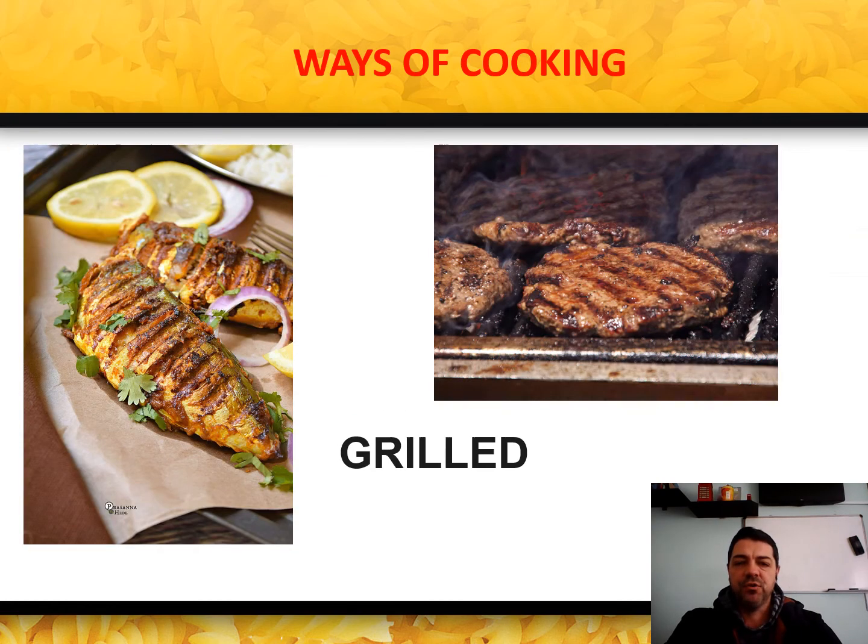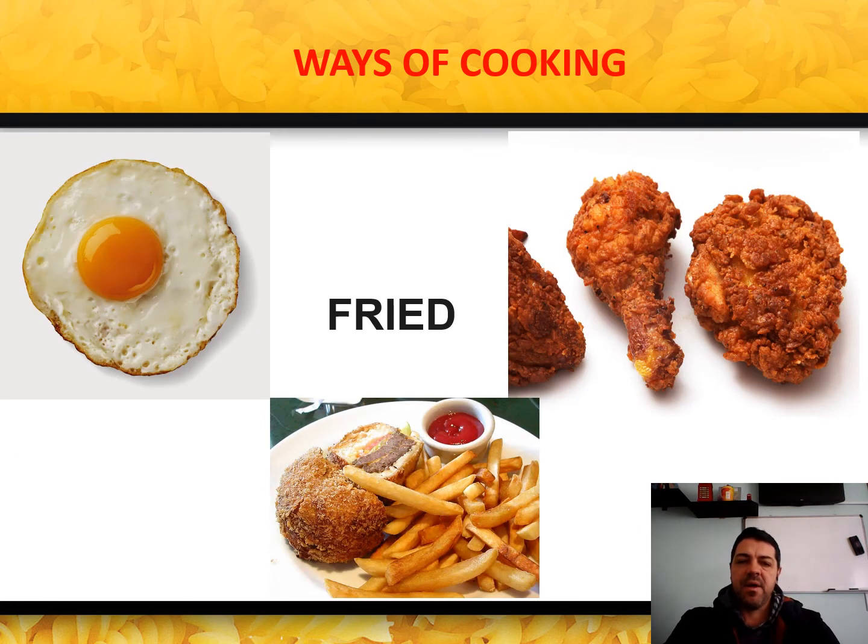Another way of preparing food is grilled. Grilled is simple, yeah, because you have in the grill, you have like barbecue. You have grilled fish, for example, or you have grilled hamburger, grilled meat in general. The third way of preparing I put here is fried, the most delicious one. We have fried eggs, we have fried chicken, but we also may have simply French fries, right? Because the potatoes are fried.